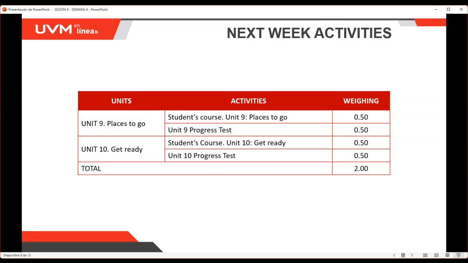In this case, the weighting of each of these activities is 0.50. Okay, you're gonna gain 0.50 points, and then at the end you are gonna have 2 points. So you have to be very careful in this case, because as in the previous units, we have 0.50 points for each of the activities.